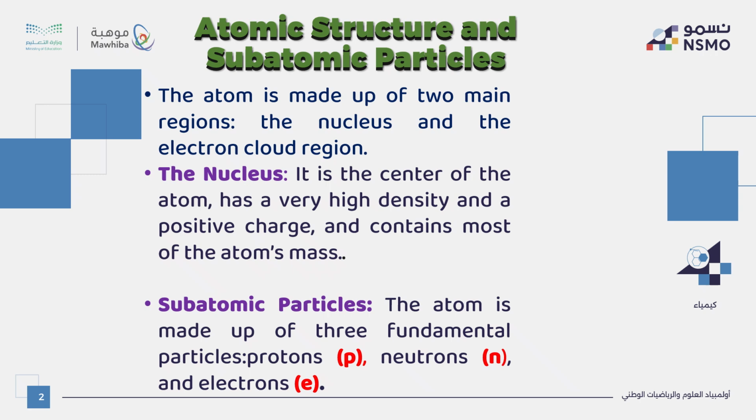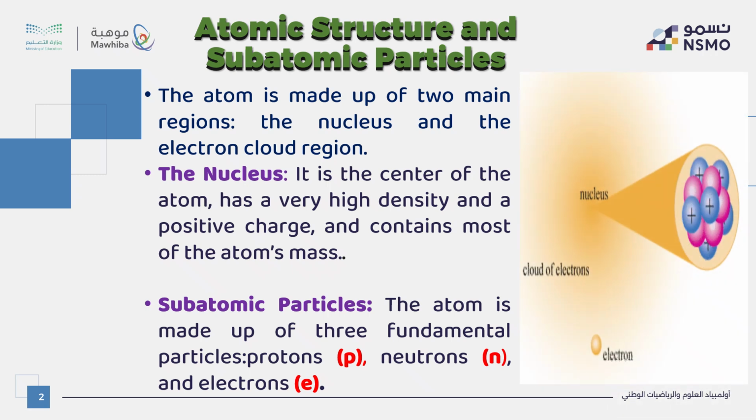The atom is made up of three fundamental subatomic particles: protons, P, neutrons, N, and electrons, E. We can see in the diagram here that the nucleus contains protons, which are positively charged, and neutrons, which have no charge. The electrons are located in the electron cloud outside the nucleus and carry negative charge.